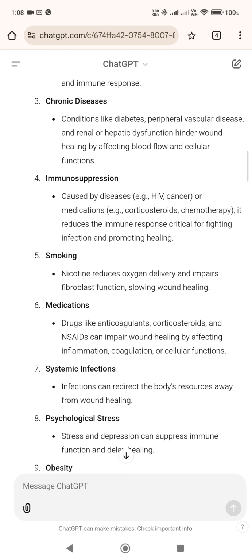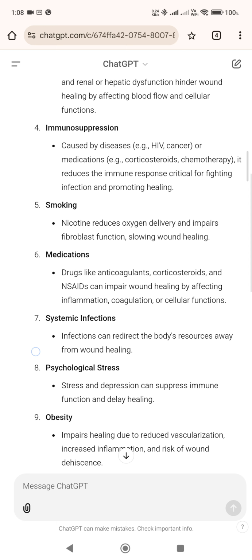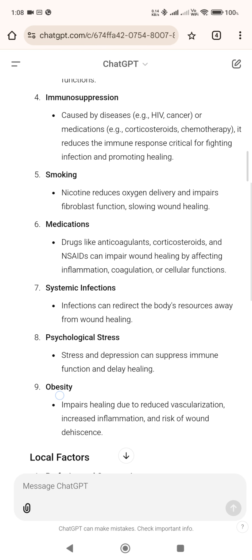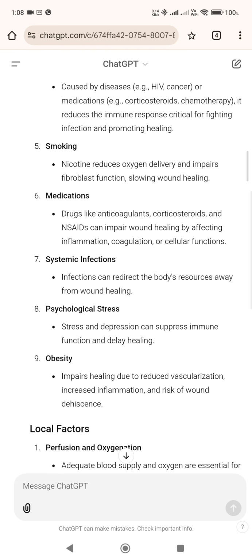4. Immunosuppression. Caused by diseases, e.g., HIV, cancer, or medications, e.g., corticosteroids, chemotherapy, it reduces the immune response critical for fighting infection and promoting healing. 5. Smoking. Nicotine reduces oxygen delivery and impairs fibroblast function, slowing wound healing.